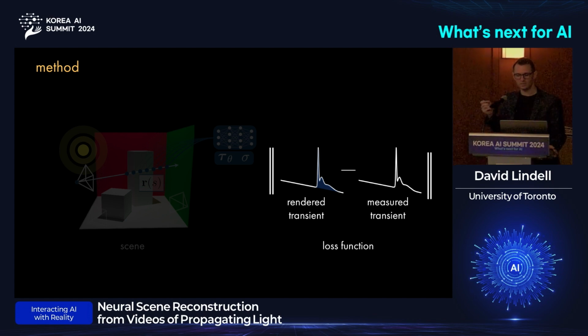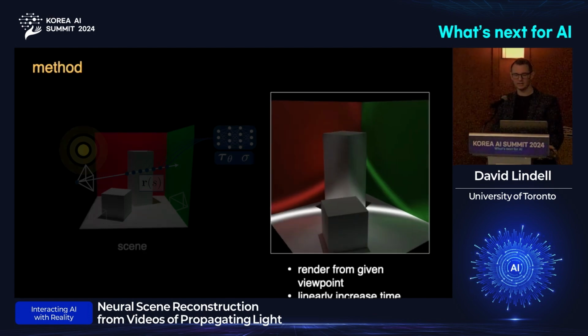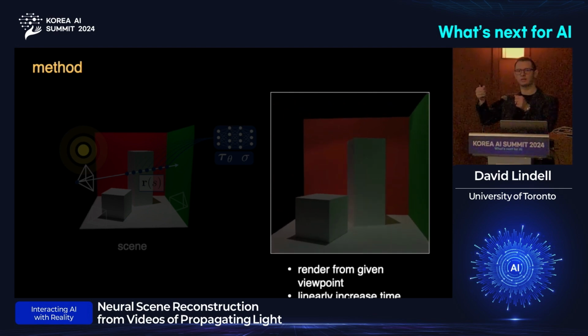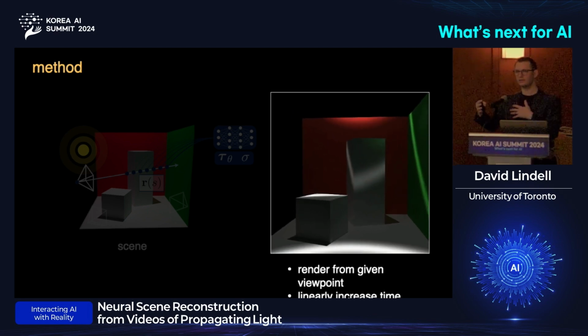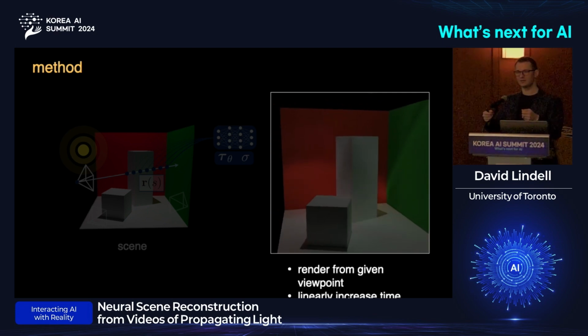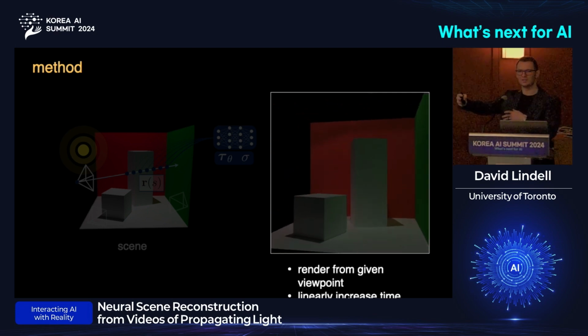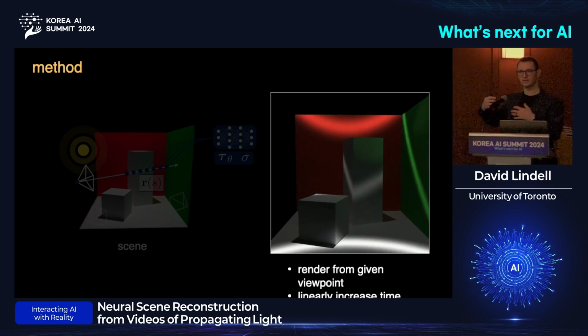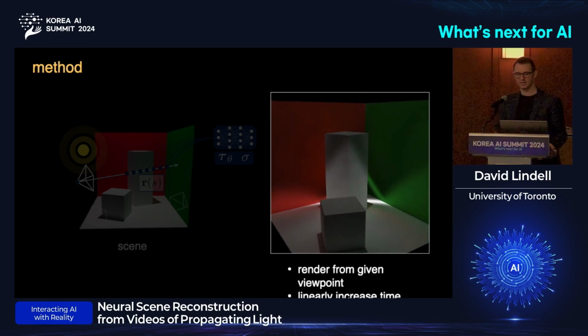And then, once you've optimized the representation, you can render out videos of propagating light from novel viewpoints by simply placing the camera at some location in the scene, rendering out the video, sampling the time frame that you want to show, moving the camera to another location, sampling the next frame in time, and so on and so forth, so you can generate these videos of where the light is propagating and the camera is moving together.